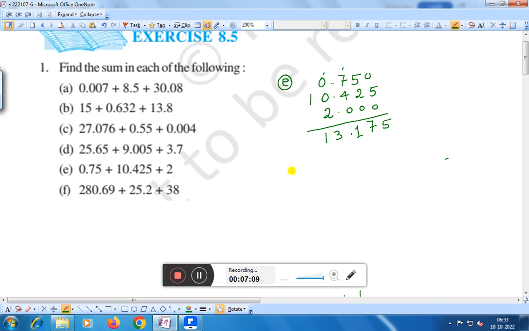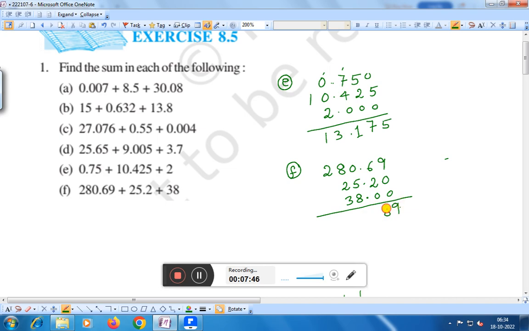Next one is question number F. Question number F is 280.69, right? 25.2, you can write 0 also, and 38.00.